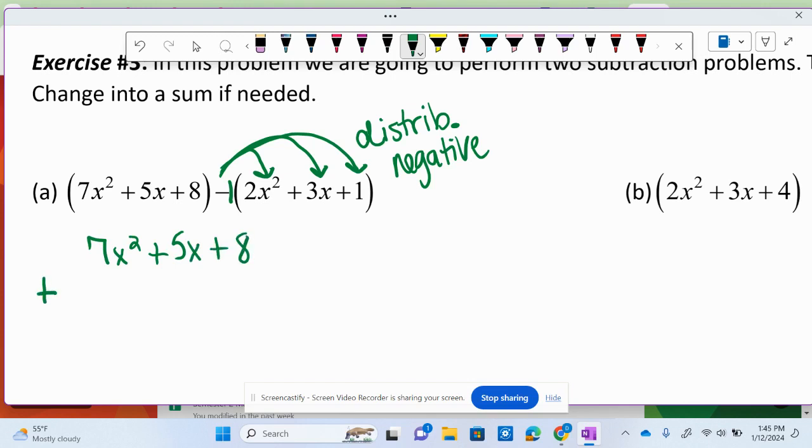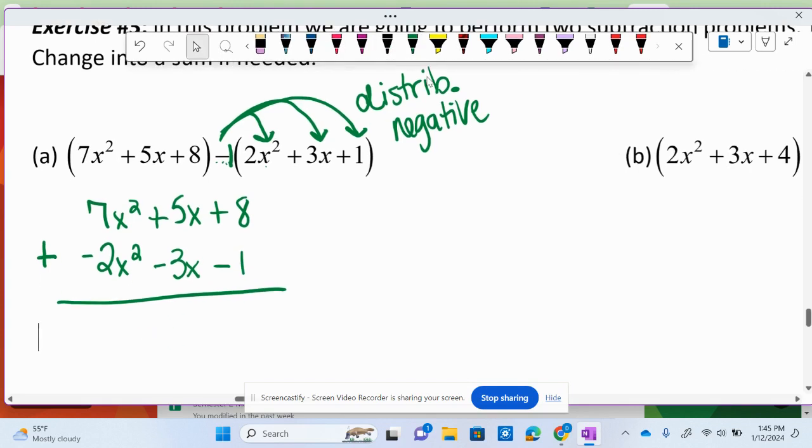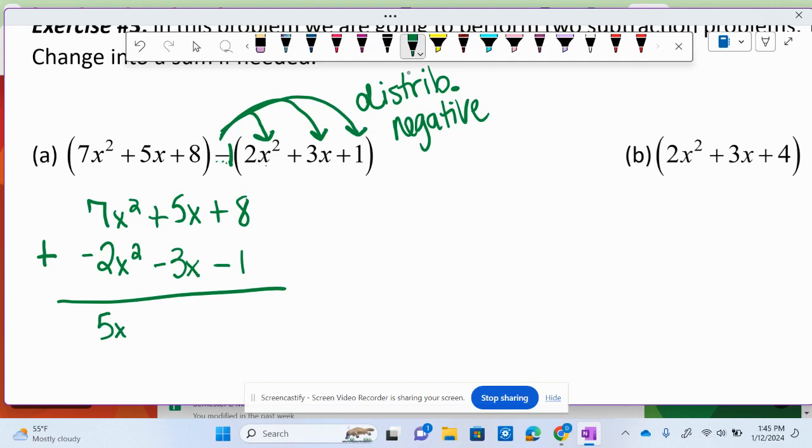But to that, I'm going to add, let's see, negative 1 times 2x squared is negative 2x squared. A negative 1 times a positive 3x gives me a negative 3x. Yeah, negative 1 times positive 1 is negative 1. You have to distribute that negative to every single item inside of the parenthesis. And then I just add them as normal. 7 minus 2 is 5, so that gives me 5x squared. 5 minus 3 is 2x. Yes, sir. And 8 minus 1 is perfect, 7.